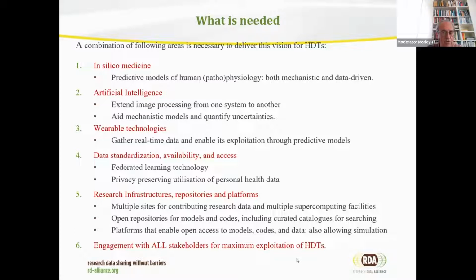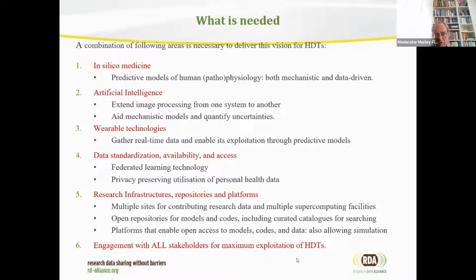First, in silico medicine, predictive models of human pathophysiology, both mechanistic and data-driven. We need artificial intelligence being used here, to extend image processing from one system to another, to aid mechanistic models and quantify uncertainties. We need to make use of wearable technologies in order to gather real-time data and enable its exploitation through predictive models. We need to have data standardization, availability, and access to data. And so we need federated learning technology and privacy-preserving utilization of personal health data.